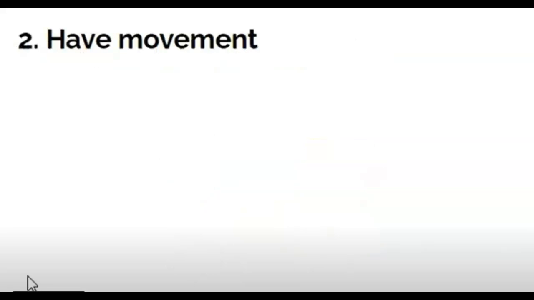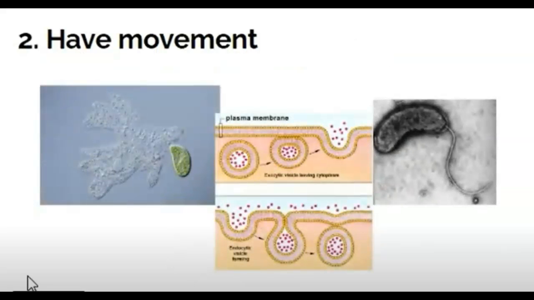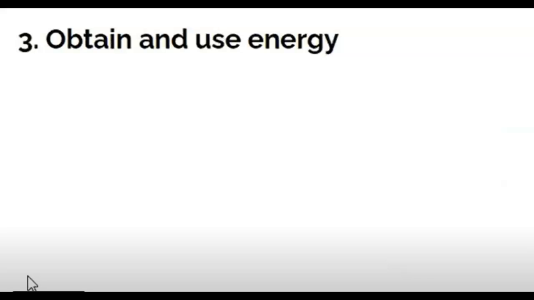All living things have movement. Now, this doesn't necessarily mean we're moving from point A to point B, it's that there are things that go in and out of the cell. So an amoeba, which is a unicellular organism, is taking things into the cell through endocytosis and out of the cell through exocytosis.